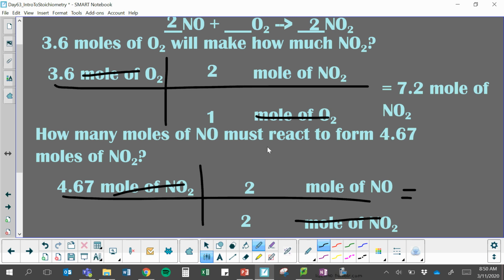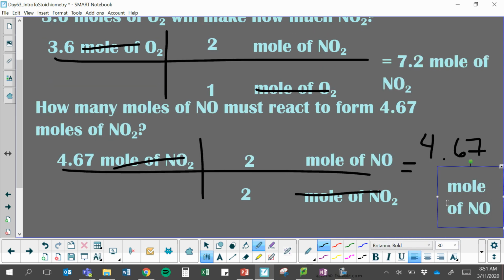You may notice right off the bat that these two 2's will cancel. If not, you can put it in your calculator and you'll notice that the number you get is 4.67. And we'll double check our sig figs. It has 3, so does this number, and our unit is moles of nitrogen monoxide.